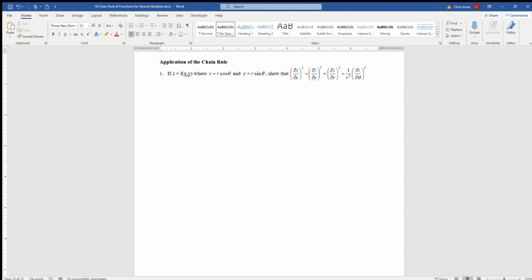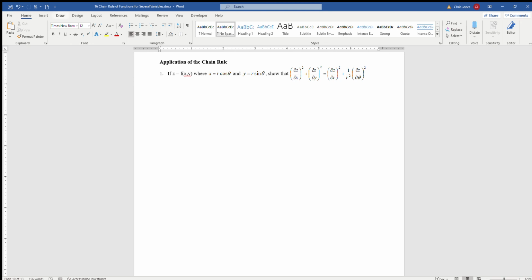In this last example, we're going to take a look at an application of utilizing the chain rule. A lot of times we're able to use the chain rule in partial differentials. We just want to verify that given any function z equals f(x, y), where x is the parameterized r cos theta and y is the parameterized r sine theta, we want to show that this identity is valid.